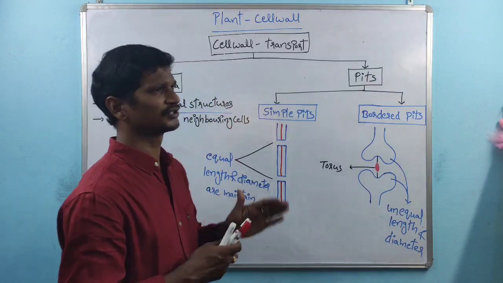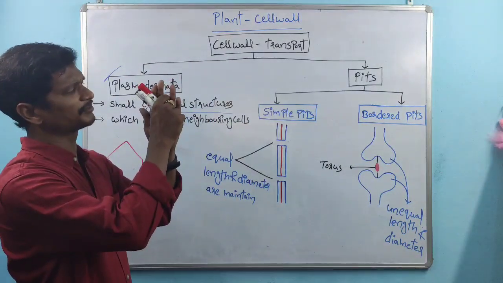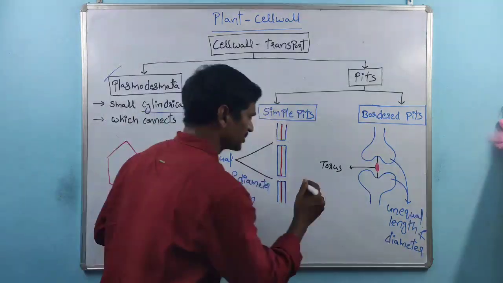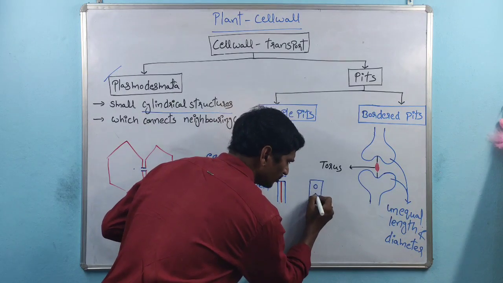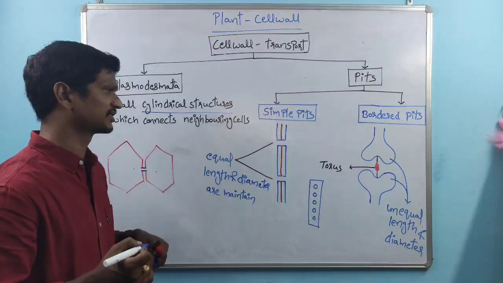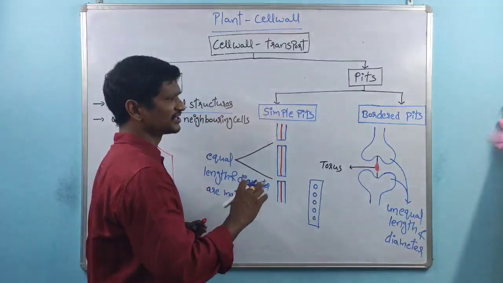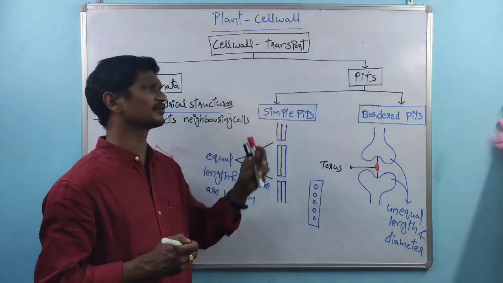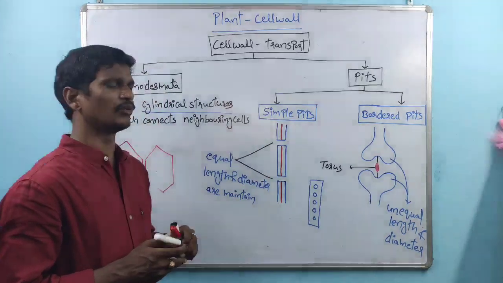Suppose this is one of the cells and this is the cell wall, and within the cell wall some pits, meaning gaps, are generated. Within the cell wall there are gap-like structures. These are called pits. The pits are again classified into two types: one is called simple pits, the other is called bordered pits.